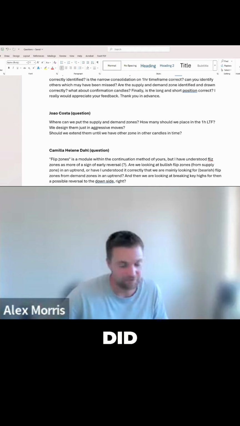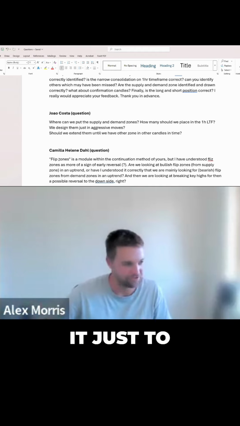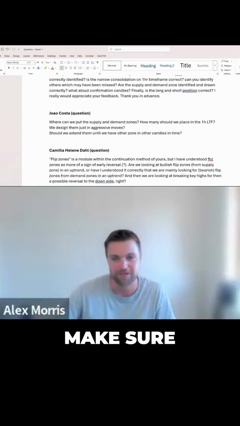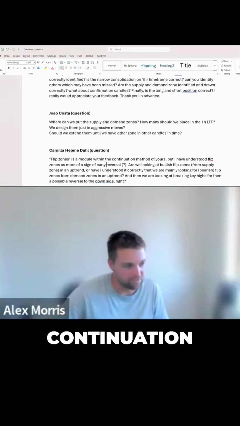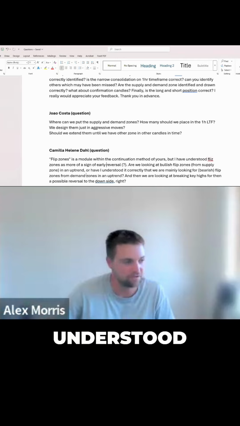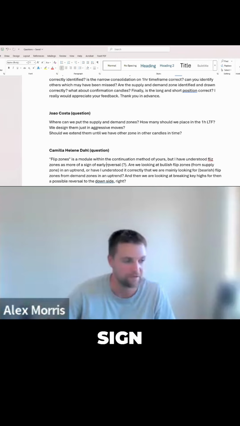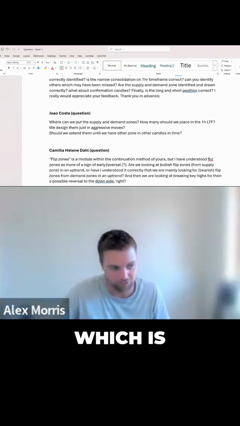Camilla, your question, I think we did go through this in the legacy, but I'll go through it just to triple check and make sure that I haven't missed anything. Flip zones is a module within the continuation method of yours, but I have understood that flip zones are more of a sign of early reversal, which is correct.